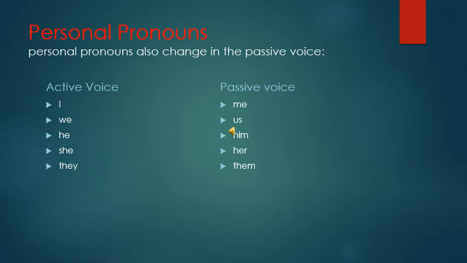Personal pronouns also change in the passive voice. Here we are going to see how the personal pronouns also change in the passive voice. In active voice, I becomes me in passive voice. We becomes us. He becomes him. She, her. They, them. For example, I eat an apple. This is an active voice. I is a pronoun here. In passive voice it will be an apple is eaten by me. So I has been converted to me in passive voice. This will become more clear when we solve examples.